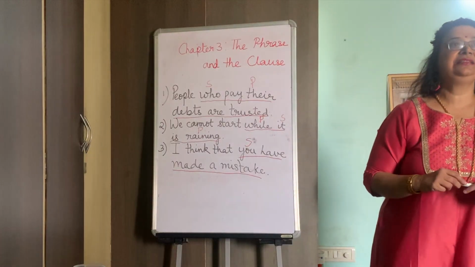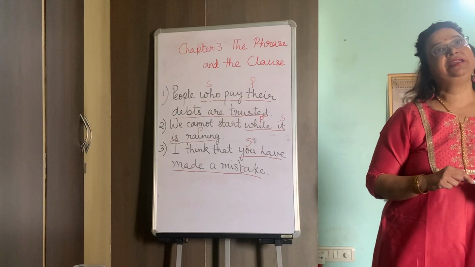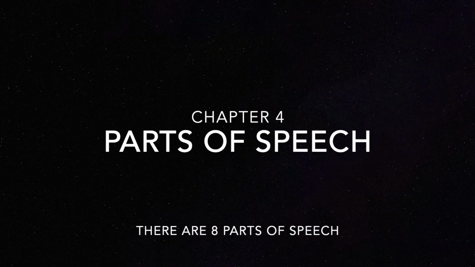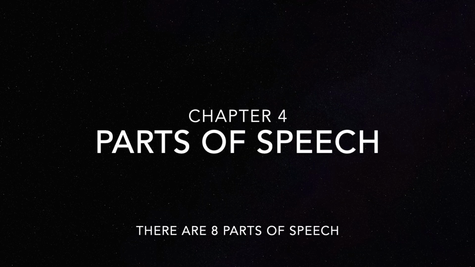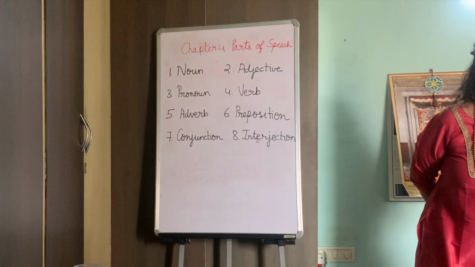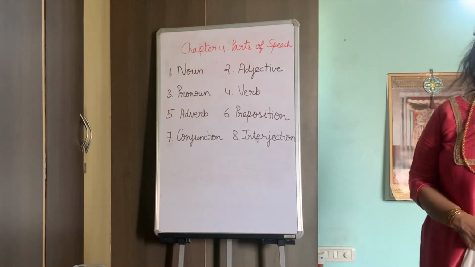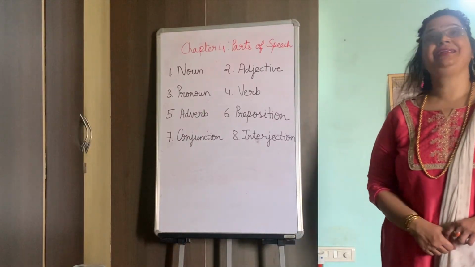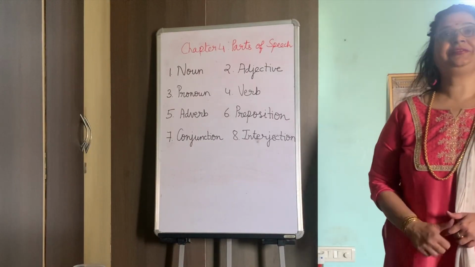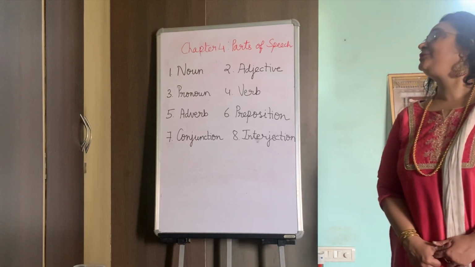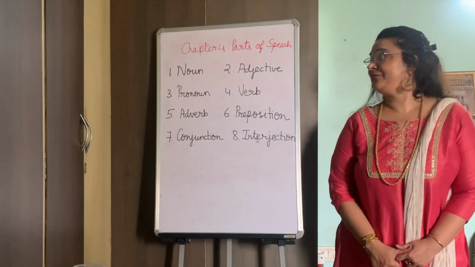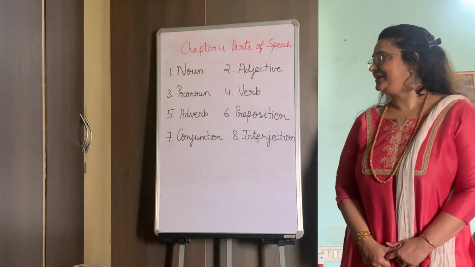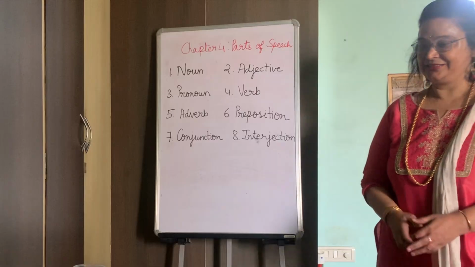Now we will see chapter 4 of Wren and Martin English Grammar, High School English Grammar. Chapter 4 is the parts of speech. The first one is noun, second adjective, the third one is pronoun, fourth verb, fifth is adverb, sixth is preposition, seventh is conjunction, and the eighth is interjection.